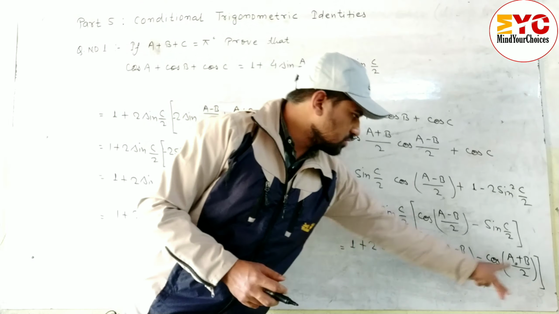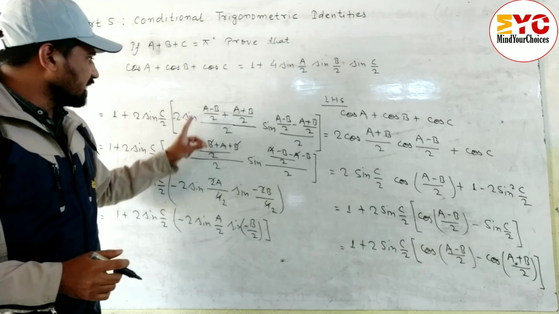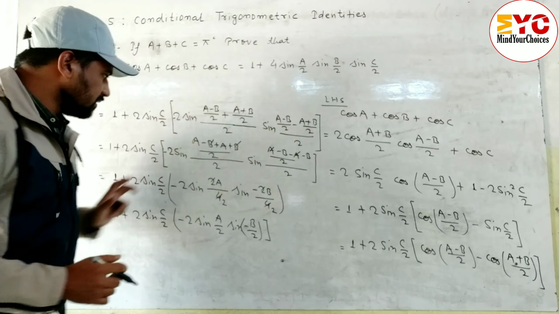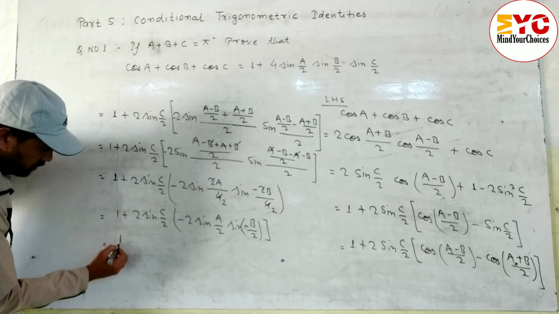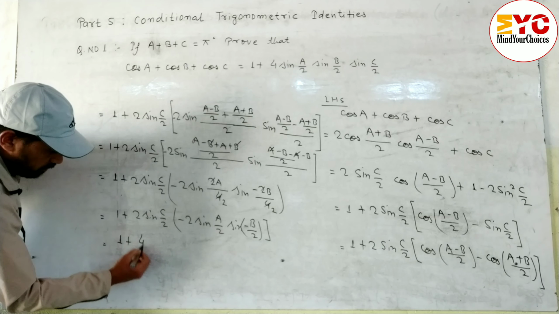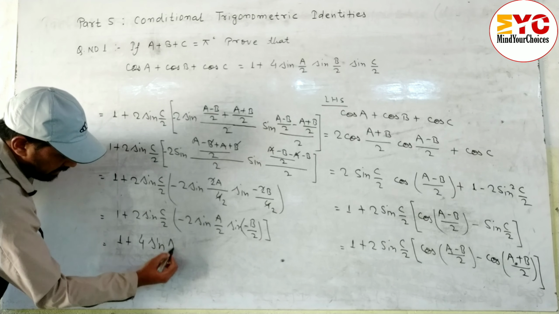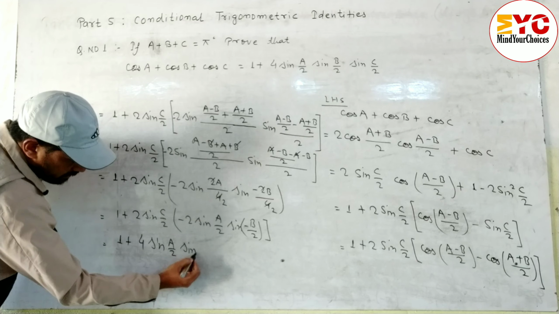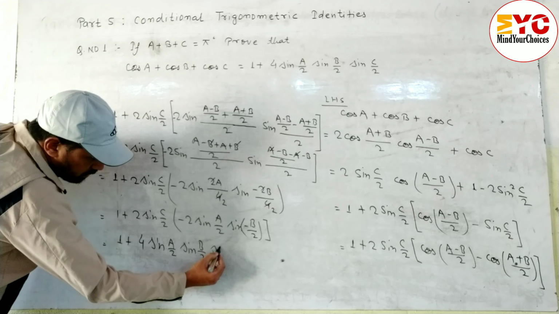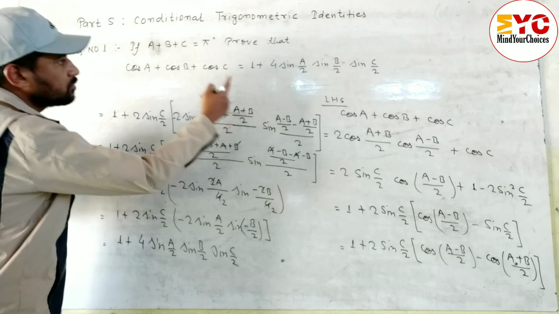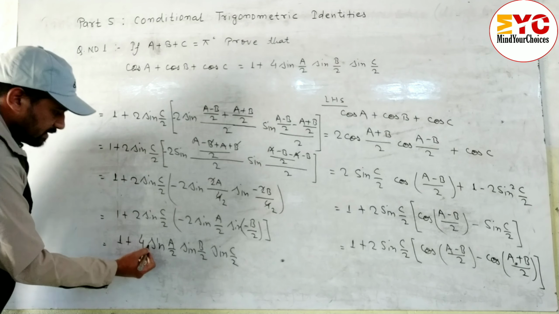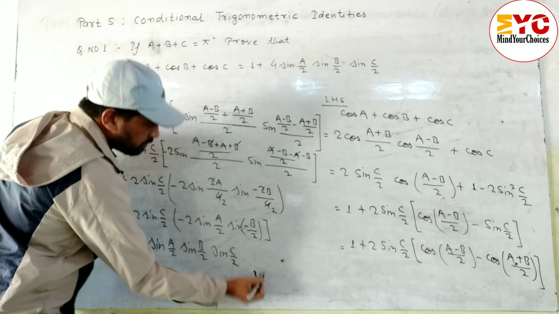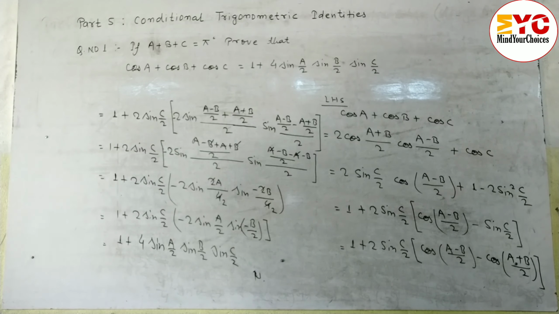Here the cos C minus cos D formula is minus 2 sin (C plus D) by 2 sin (C minus D) by 2. Now you can see this minus will become minus minus plus, so 1 plus 2 into 2 is 4 sin a by 2 sin b by 2 sin c by 2. We have to prove 1 plus 4 sin a by 2 sin b by 2 sin c by 2. RHS proved. Hope you understand this question number 1.